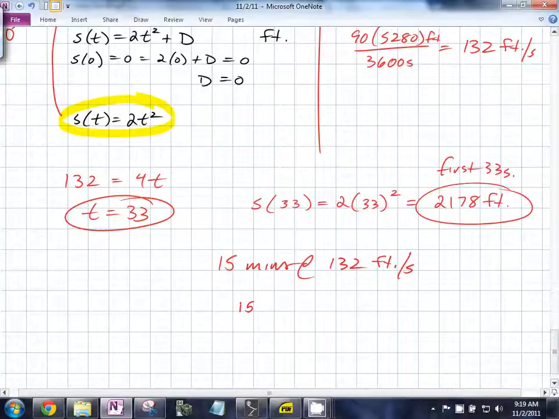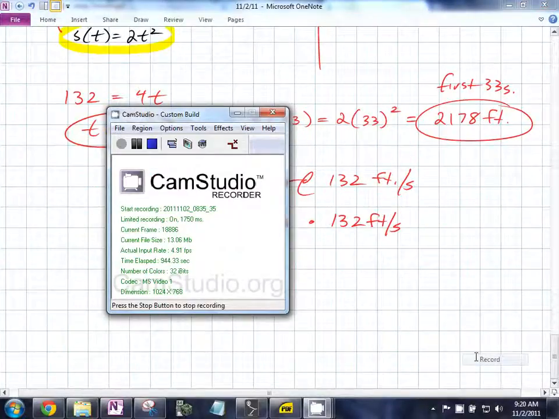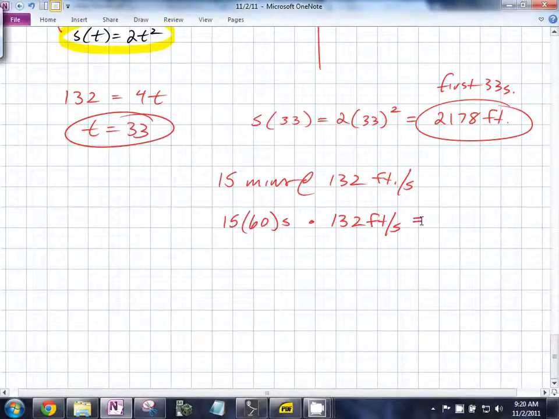What is it? 118,800. 118,800 what? Feet. So the total distance is therefore 2178 plus 118,800 feet. To clarify on the record, the train is stopping between the stations. So we're converting to feet because everything we have is in feet per second squared.